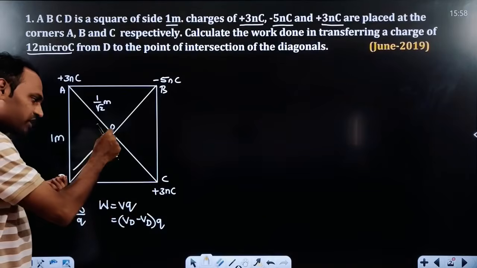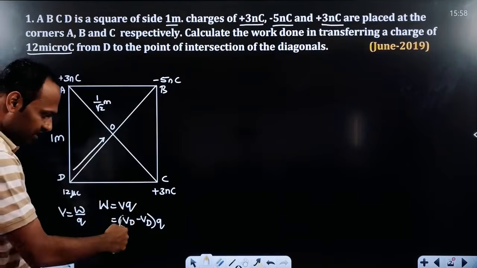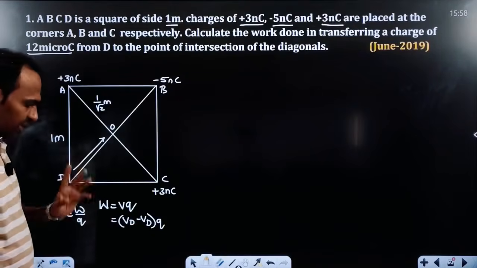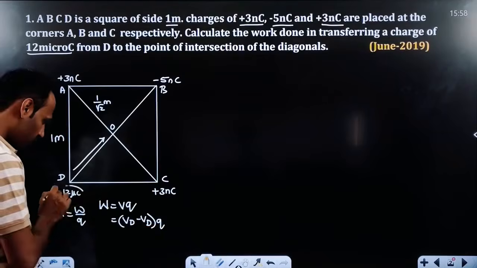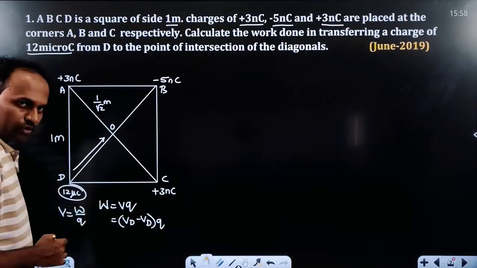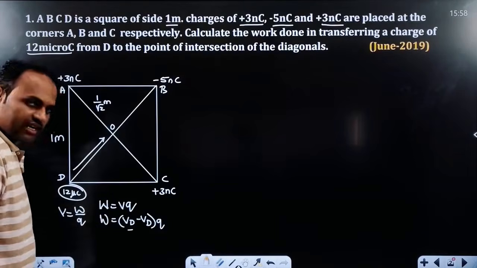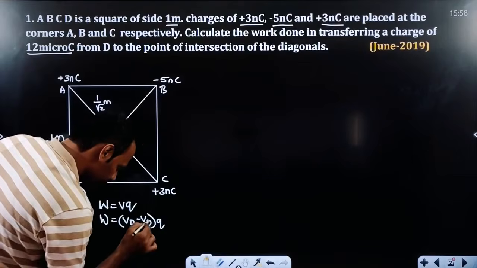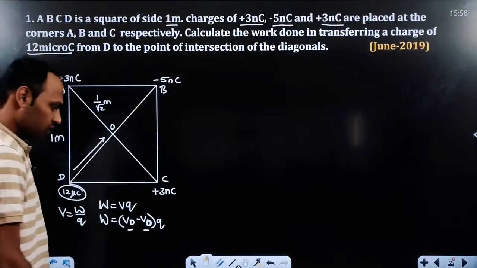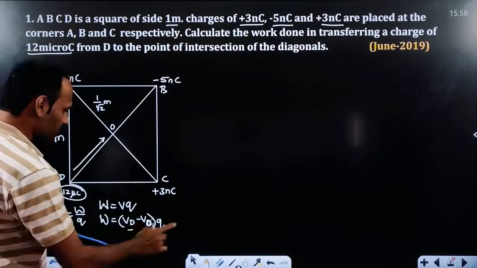So the difference of the potentials of the two points between which you move the charge, we have to take here. Then we'll get the work done, right? So what is this now? Q means the charge which we are moving. So to calculate work done, what all we require? We require potential at D and we require potential at O. Sorry, this is O, right? I will call it O. So potential at D and potential at O we want, right? So let us calculate these potentials now.